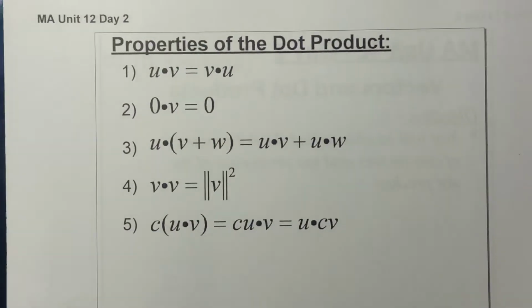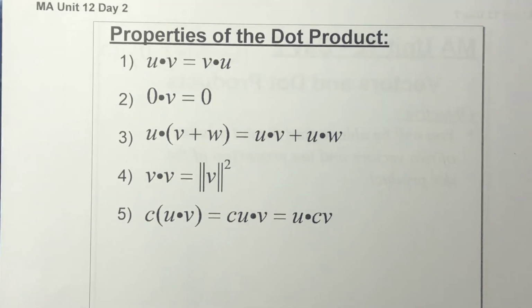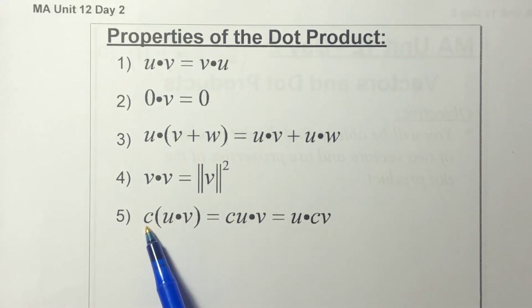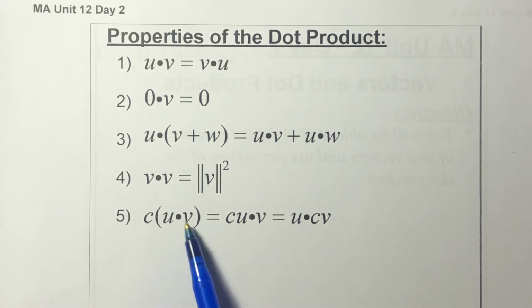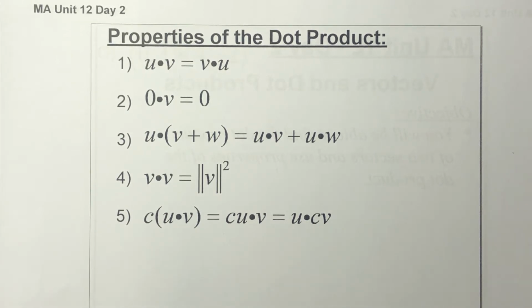Here are some properties of dot products. You can see it doesn't matter the order of multiplying, that's a commutative property. If you multiply by 0, you get 0. Number 3 is a distributive property. Number 4 is using the magnitude and squaring it. And number 5, when you multiply, you just multiply one time. So if you take the number outside times vector u, or you could take it times vector v, and then take that product times the other vector, that's all. So just be careful there.